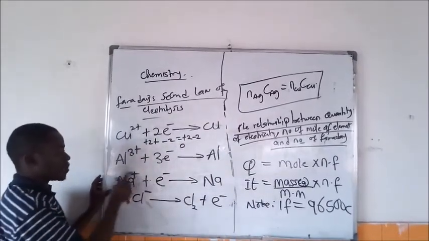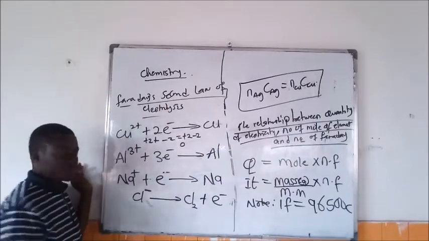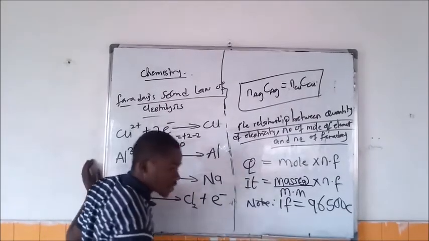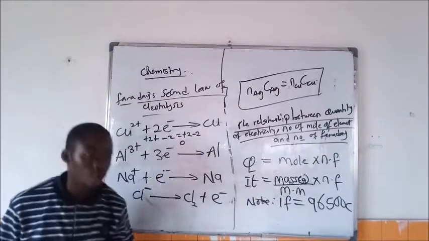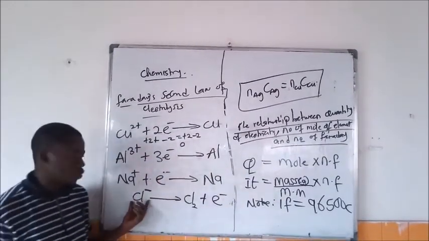The same thing goes for this. Here you have minus 1. Minus 1 plus 1 will give you 0. On the right hand side it will also give you 0. Are we communicating? So that means it is also balanced. Now let's look at this one.